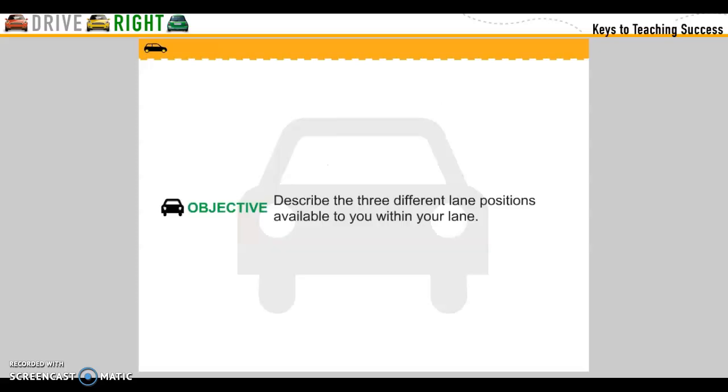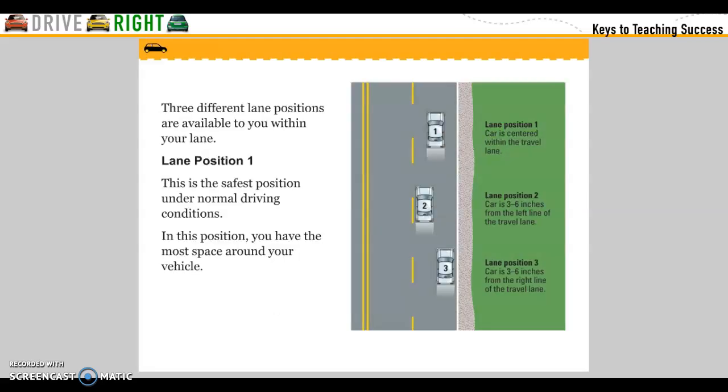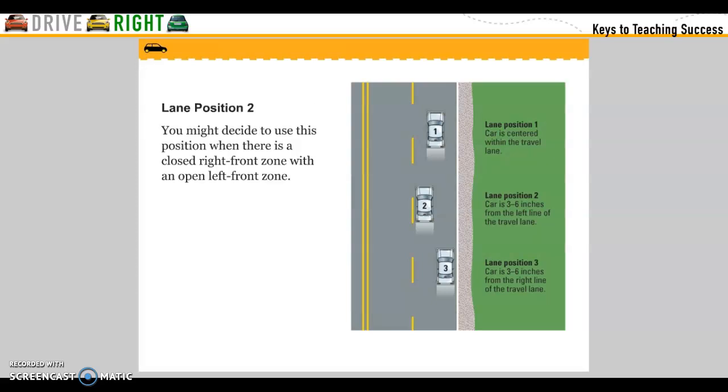Objective. Describe the 3 different lane positions available to you within your lane. 3 different lane positions are available to you within your lane. Lane position 1, this is the safest position under normal circumstances. In this position, you have the most space around your vehicle.